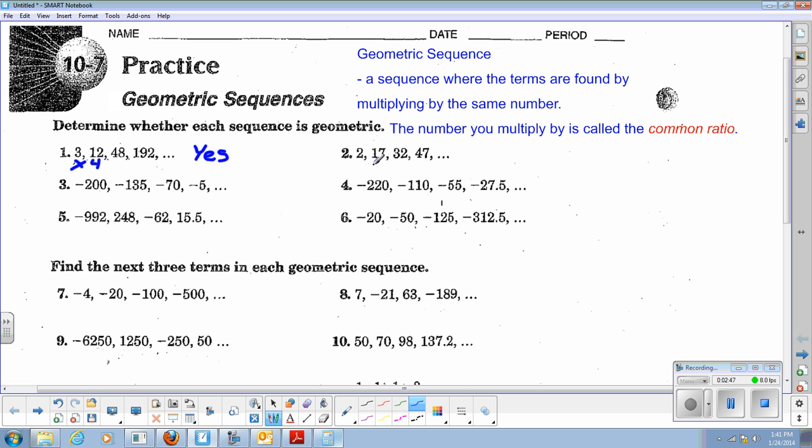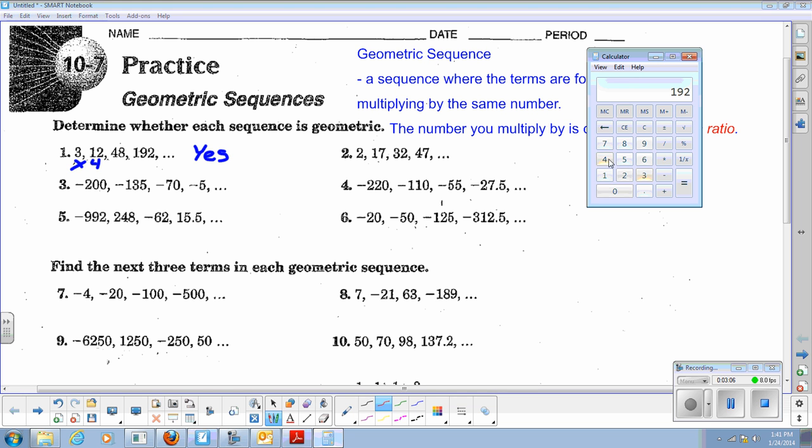Let's look at number 2. The sequence is 2, 17, 32, 47. Off the top of my head, I don't know of a number that I can multiply 2 by to get to 17, but I do know that 2 plus 15 is 17. What happens then if I take 17 plus 15? I get 32. Looks like this one might be an adding one, so that's not what we're after. We want to multiply. What if I do 32, leave that in my calculator, plus 15? 47. So this is actually an arithmetic one because it's always adding by 15.